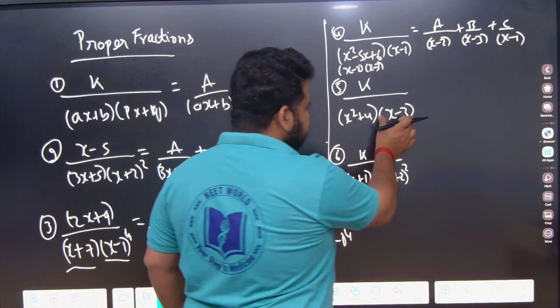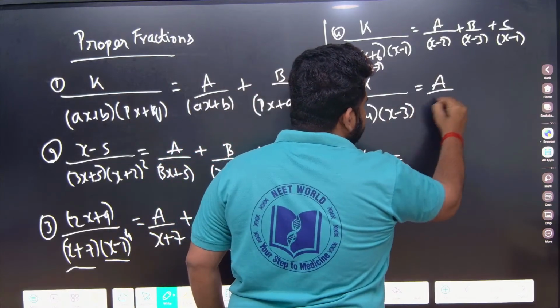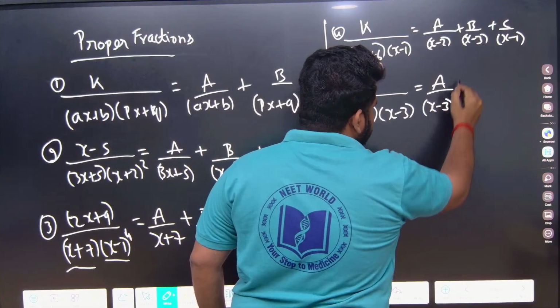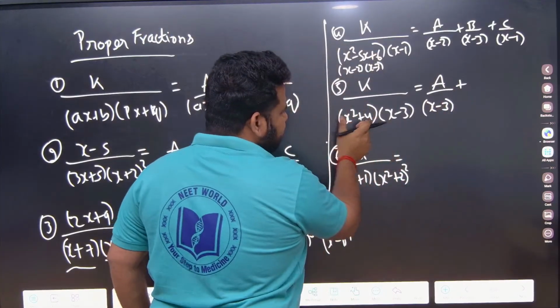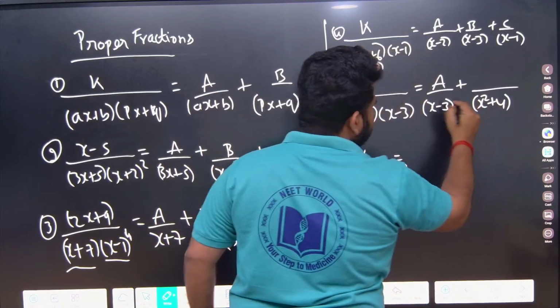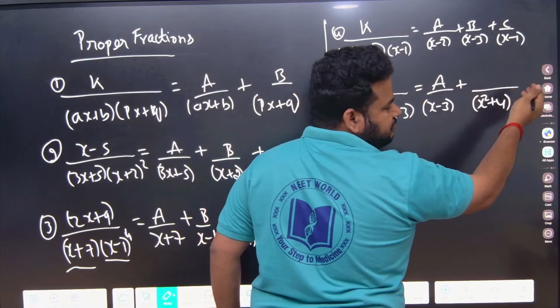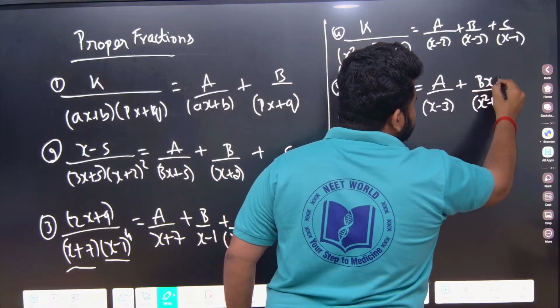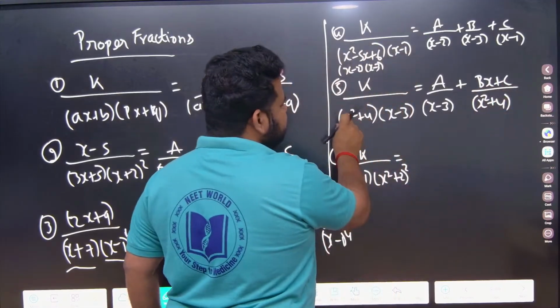So x minus 3 is there, I will write it as a by x minus 3, plus, this is a non-factorizable form. Here I will write x square plus 4. This you should write with another constant, b and c. You will write it in the form of bx plus c. Why? If you differentiate it, you will get it like this.